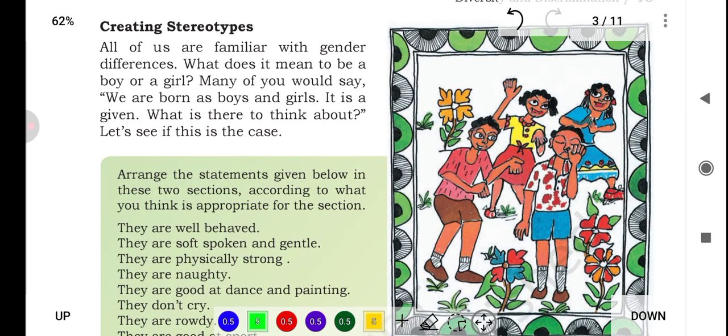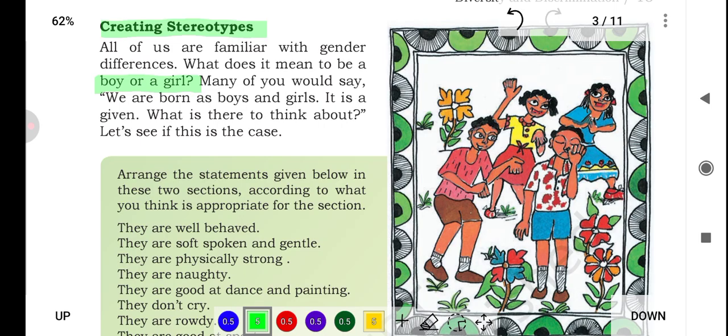Creating stereotypes. We'll discuss creating stereotypes. All of us are familiar with gender differences. What does it mean to be a boy or a girl? Many of you would say we are born as boys and girls. It is given. What is there to think about? Let's say if this is the case.